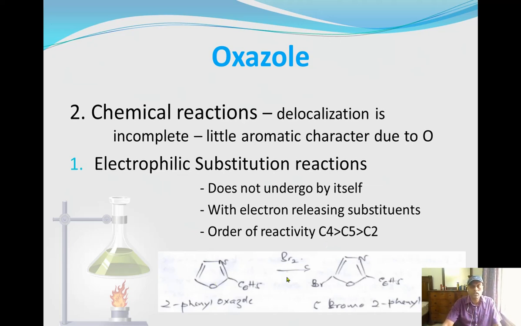But in the reaction below here, we are going to get the C5 substitution. Here you are taking a 2-phenyl oxazole and making it react with bromine. You are going to get a 5-bromo-2-phenyl oxazole. This is the substitution product you are going to get, but it is a C5 substitution.